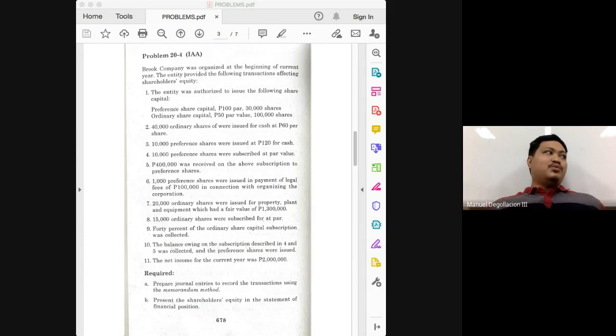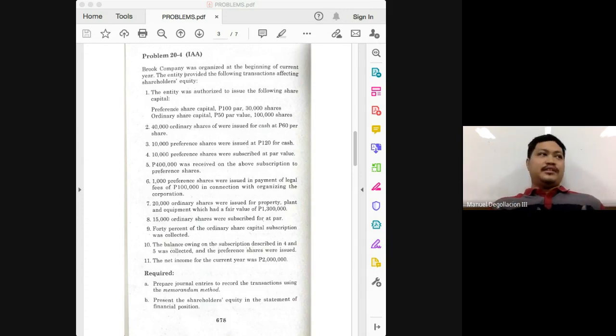If the issue price was at 50, class, then our entry would have ended there. Debit cash, and credit ordinary share capital. But we will have a second credit because the shares were issued in excess of the par value, or above the par value. What will happen to the extra, class? It will go to the share premium. How much cash was received for the issuance of the shares? 2.4 million. How much is the par value of these shares?